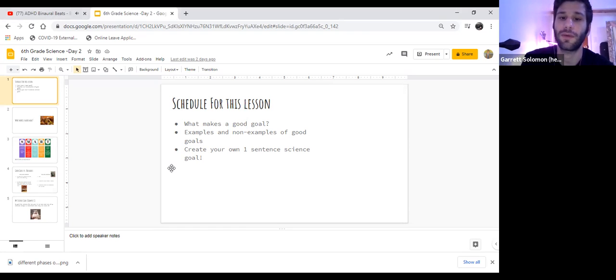So in this part of the Nearpod, we're going to be creating science goals. I want you guys to make a good science goal for yourself for the end of June so that we're all reaching towards something. I think that it makes for more excitement and more engagement when you have a specific idea in mind of what you're trying to accomplish.